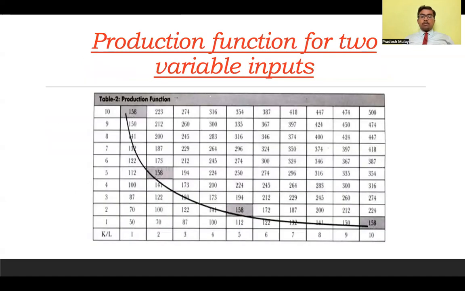And so this is the production function for two variable inputs. So this is the table of the production function.